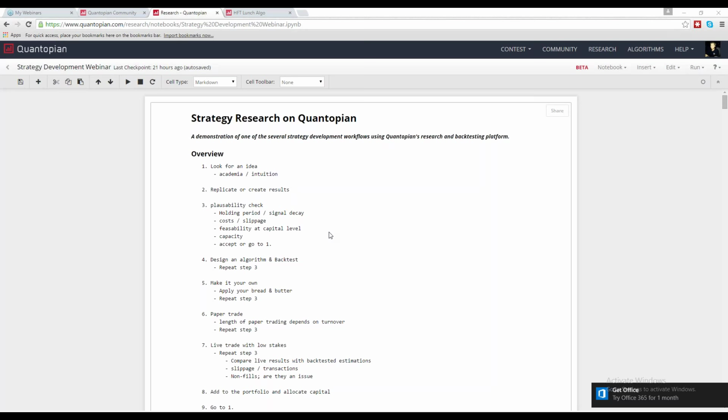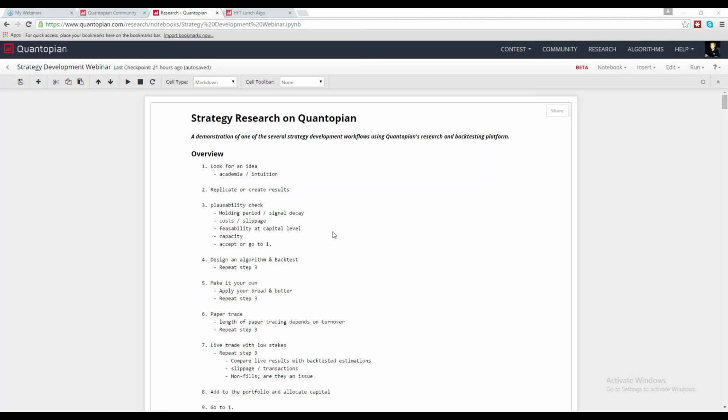And then once you've got your initial plausibility, like, okay, I think this could work, you have to design an algorithm and begin to backtest it. And taking the results, go back to three, do the entire three sequence again. Look at things like changing various parameters, like holding periods and things like that, and look at what happens to it. And if you get good results from that, then make it your own. That's where you apply any of your own intuitive order management things to try to mitigate the risk and all the little things like handling orders that didn't go through. And once you've done that, paper trading.